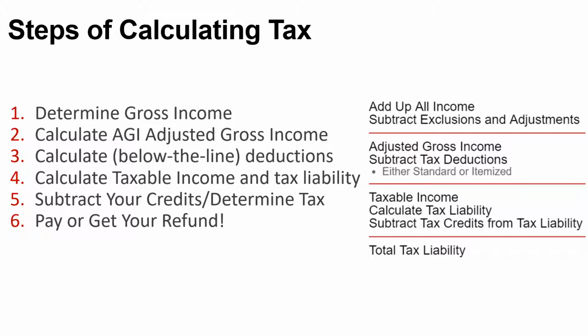Step 4. You calculate taxable income by subtracting the below-the-line deduction from your AGI. Based on the taxable income, you can find your tax liability. Step 5. Calculate your final tax liability by subtracting tax credits from the tax liability you just found. Finally, this is the amount of tax you need to pay.